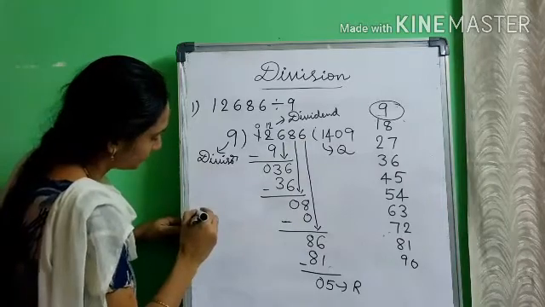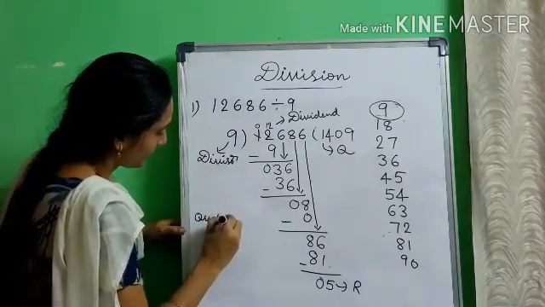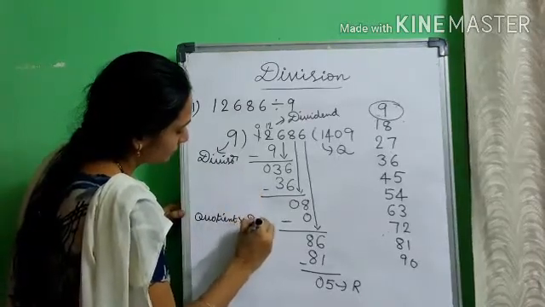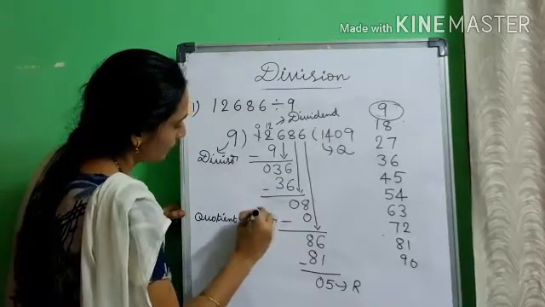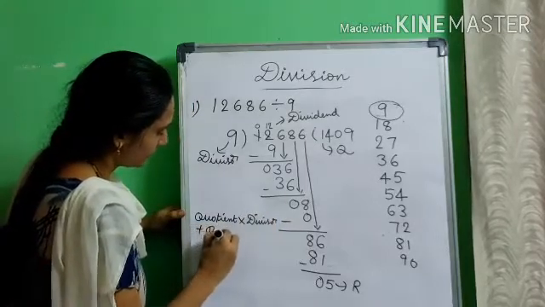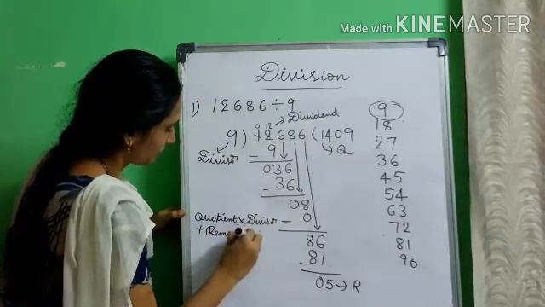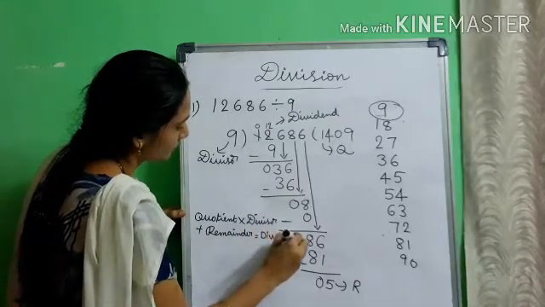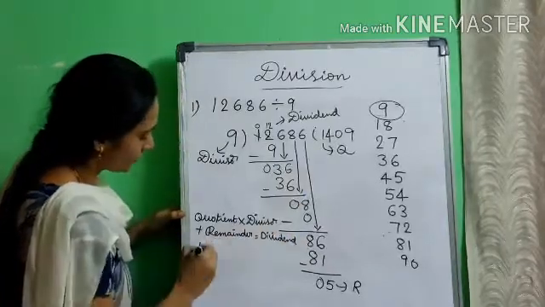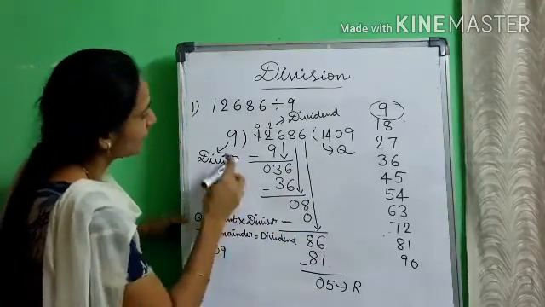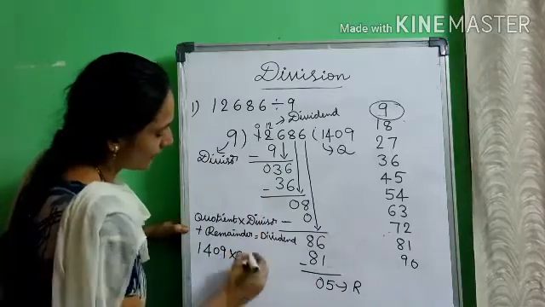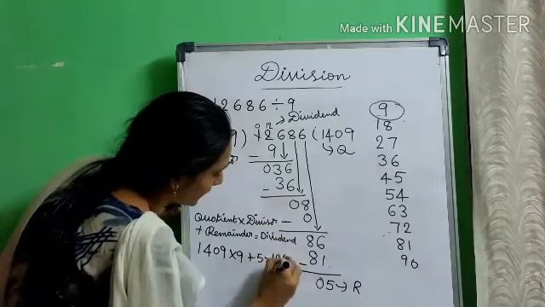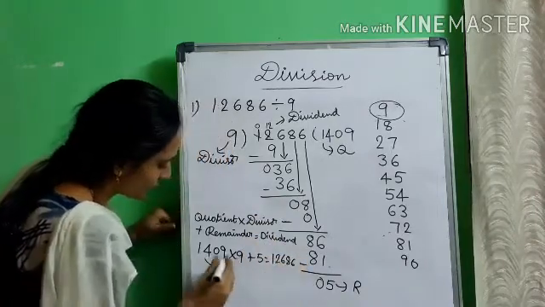Quotient into divisor plus remainder is equal to dividend. Here what is the quotient? 1409. What is the divisor? 9. And what is the remainder? 5. And what is the dividend? 12,686. Now multiply these two numbers.